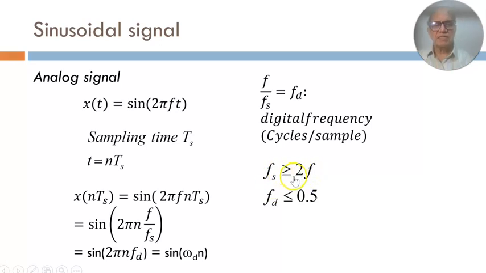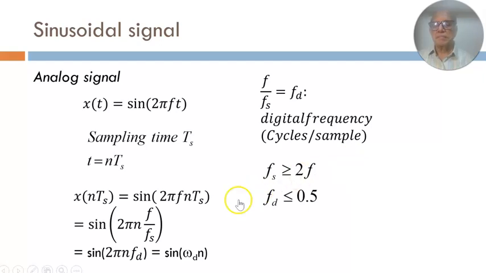So if this is the case, if you bring fs on this side and the constant on this side, you can see that the digital frequency has to be less than or equal to 0.5. It cannot exceed that. Otherwise, you will not be able to recover the signal properly. So this is a limitation which is unique to a digital signal or a discrete time signal, which does not exist for an analog signal. There the frequency theoretically can go right from 0 to infinity, any value.